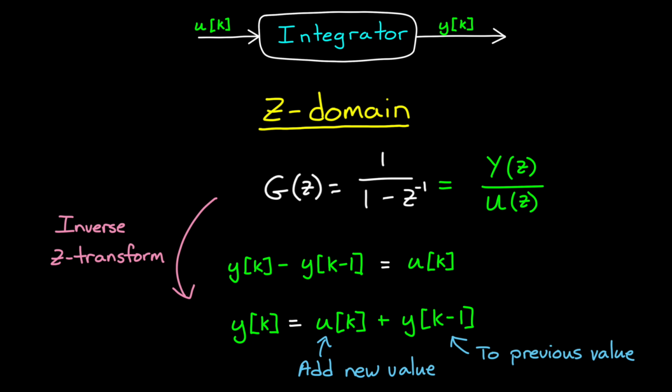This function is just adding up all of the input values into a running total, exactly what an integrator does. So that's pretty cool, right? That the properties of the Z domain are such that we can easily interpret this function.